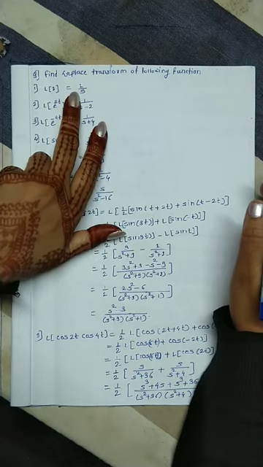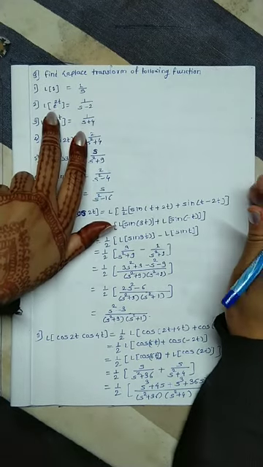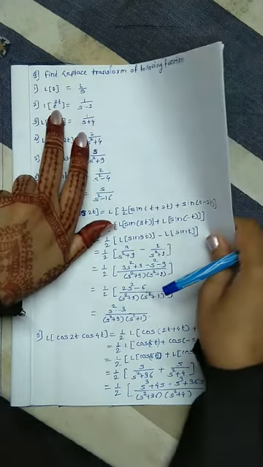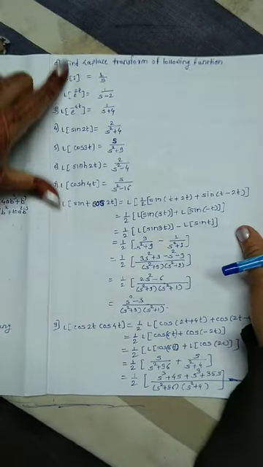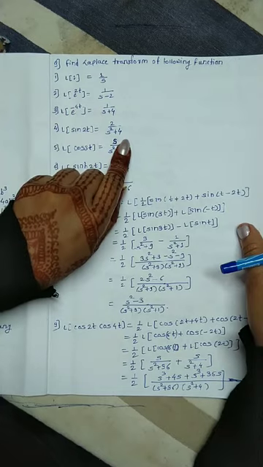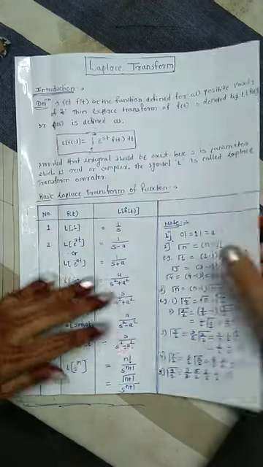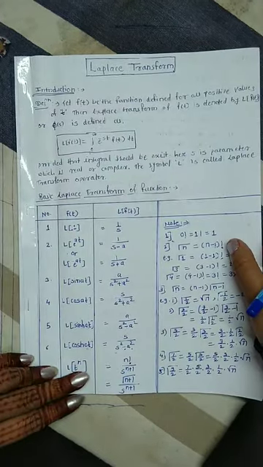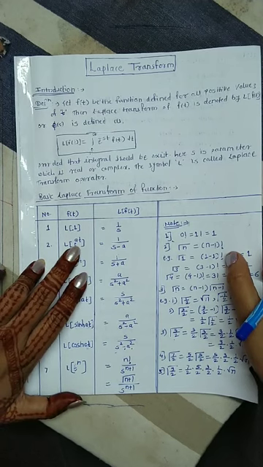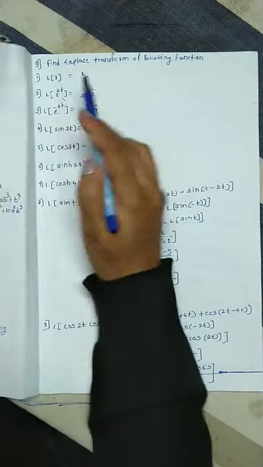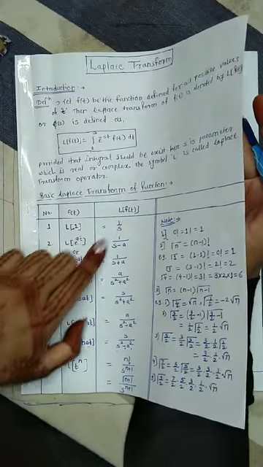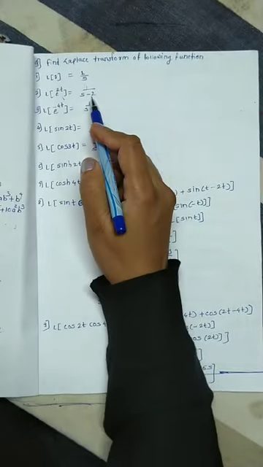Now Laplace of 1 is 1 by s. Laplace of e raised to 2t, we have to just calculate the answer by using the basic formula, which we should mug up. What is e raised to 2t? It is the second formula, e raised to at. What is a here? 2. That's why the answer for Laplace of e raised to 2t is 1 upon s minus 2.